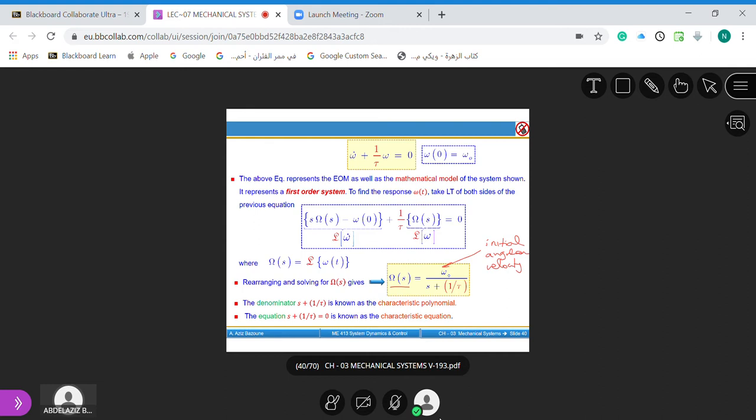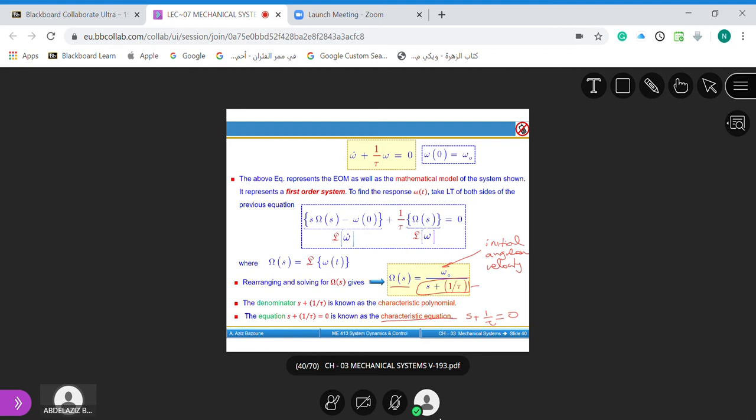The denominator, as you can see, is known as the characteristic polynomial because it gives you the characteristics of your system. Your system contains B and J, and tau is a function of B and J. If you solve the equation s plus 1 over tau equal to 0, this is called the characteristic equation.